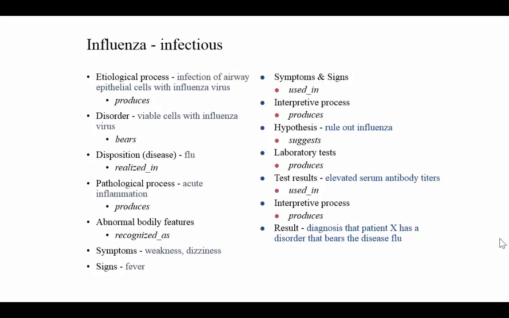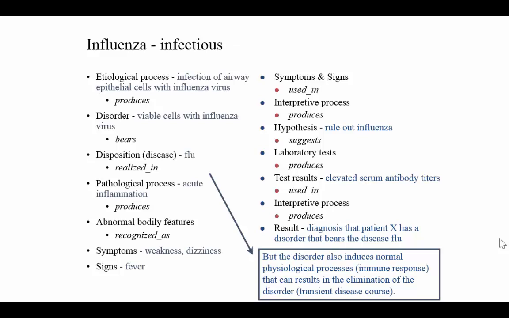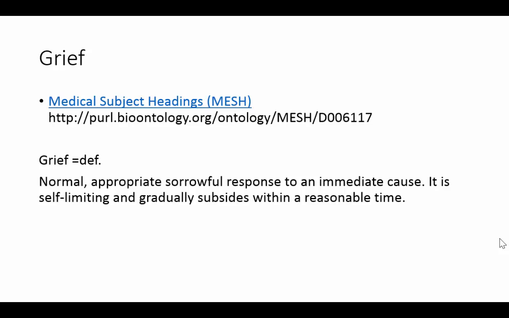Now, the point of all of this is that the disorder also induces normal physiological processes, immune response, that can result in the elimination of the disorder. The issue we have to face is whether grief is a disorder or a normal physiological response to disorder. And the Ogham's framework gives you the terminology to distinguish those things clearly and logically. So the Mesh says it's a normal. It doesn't say physiological, but it would be physiological.